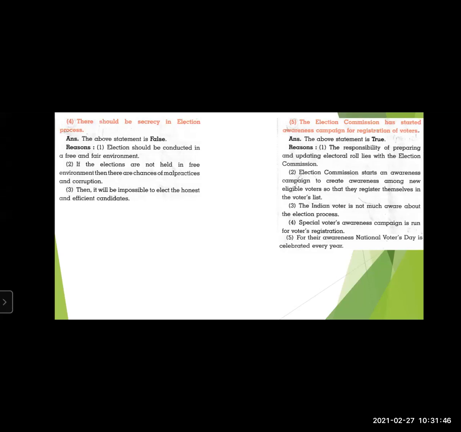Then: the Election Commission has started an awareness campaign for registration of voters. Again, the statement is true. The responsibility of preparing and updating the electoral roll lies with the Election Commission. Election Commission starts an awareness campaign to create awareness among new eligible voters so that they register themselves in the voters list. The Indian voter is not much aware about the election process. A special awareness campaign is run for registration of voters. For their awareness, National Voters Day is celebrated every year in our country.